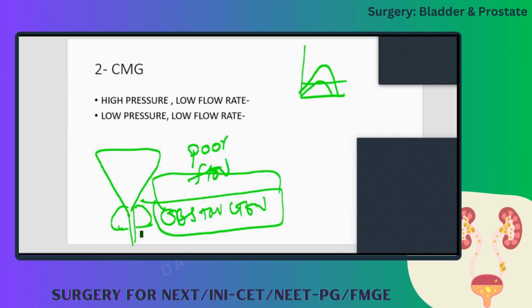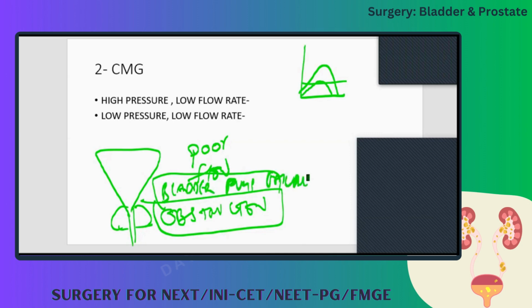See, for urine to void, we have two things. One is the bladder should contract normally. The bladder is a pump, right? The bladder should contract normally, and the outlet should be free of any obstruction. We discussed obstruction, but we are not discussing pump failure. One is bladder pump failure. Okay, bladder failure we call bladder pump failure.